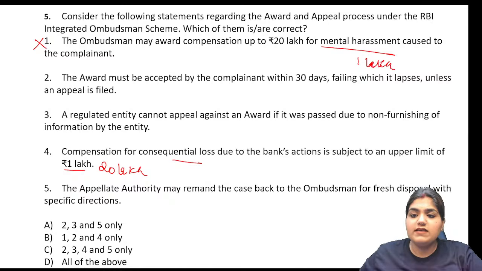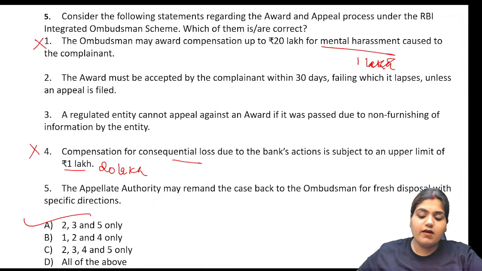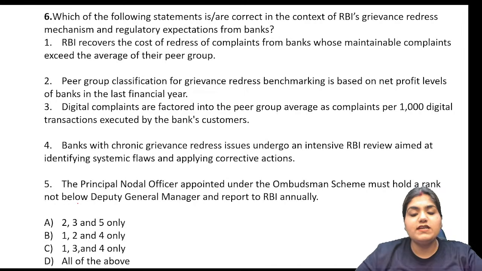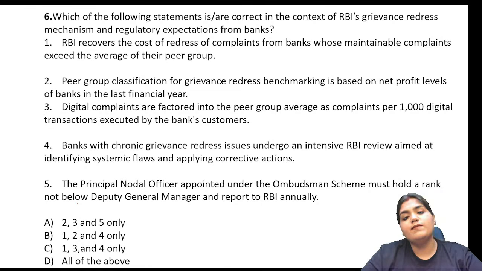It is given the other way around. Statement number 1 and 4 are incorrect. 2, 3, 5 are correct. A is the correct answer. Next question. Which of the following statements are correct in the context of RBI grievance redressal mechanism and regulatory expectations from bank?